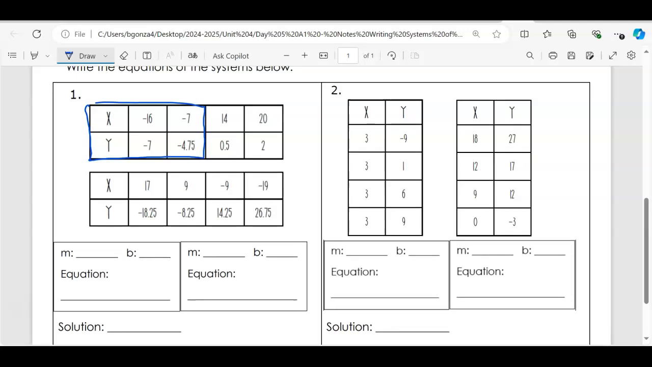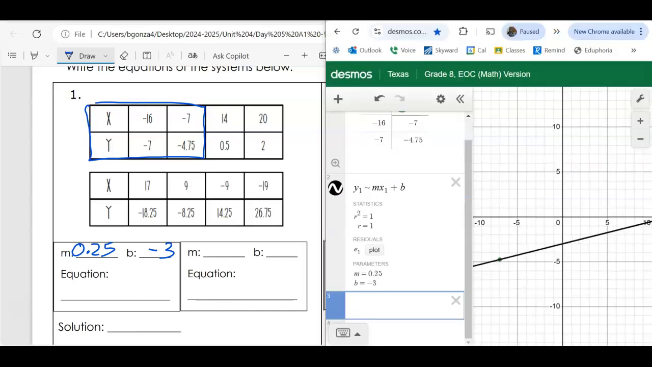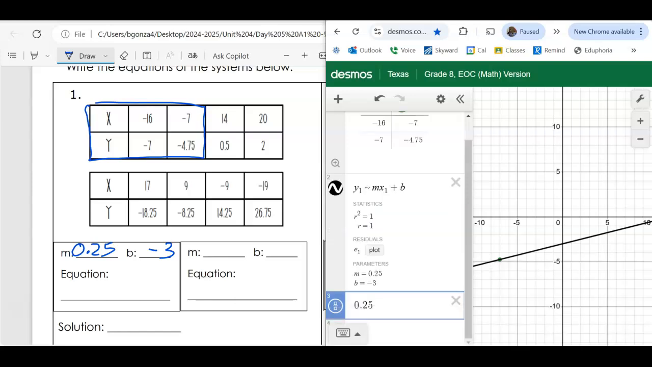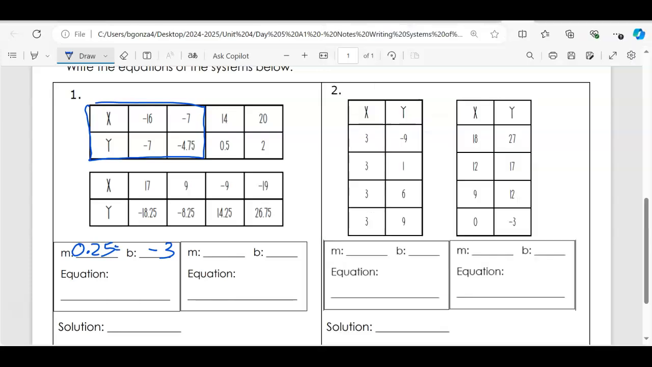So let's write that down for the first one. 0.25, negative 3. Now, remember, 0.25, I would like for that to be a rise over run slope. So remember, if you just type in any number and you click the circle that looks like a fraction, square over square, it'll make it turn into a fraction. So really, 0.25 is 1 over 4.